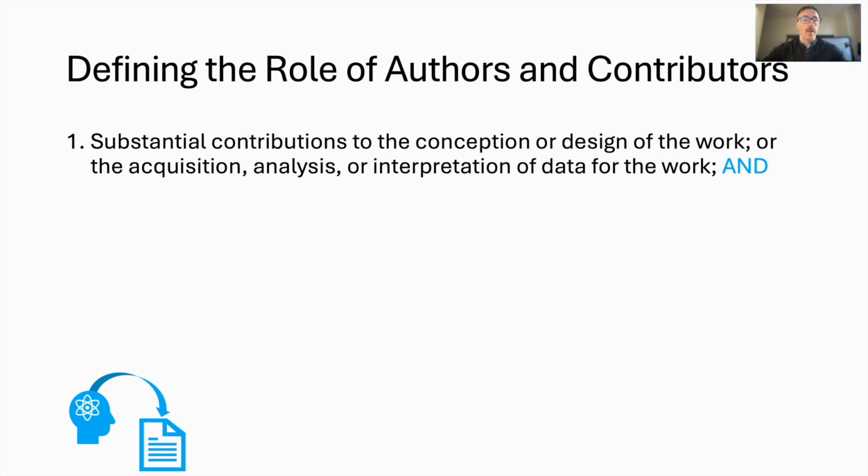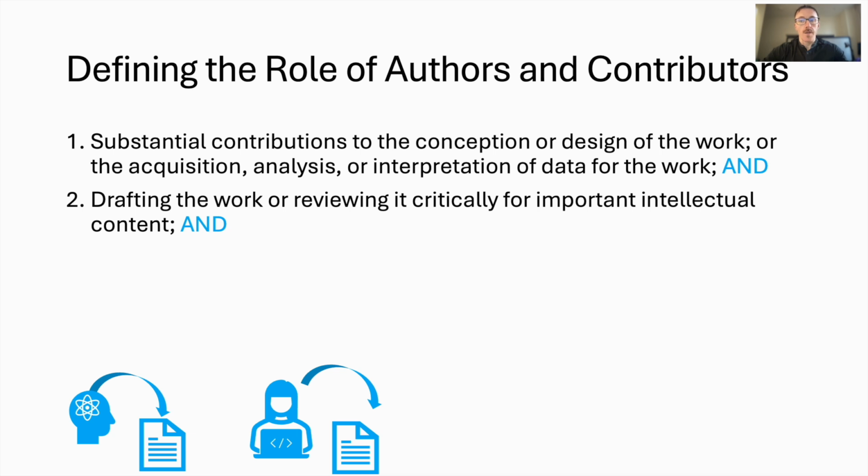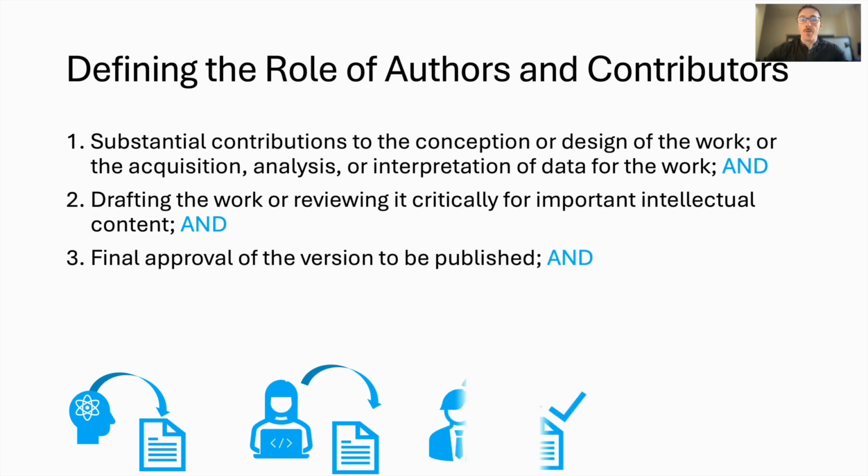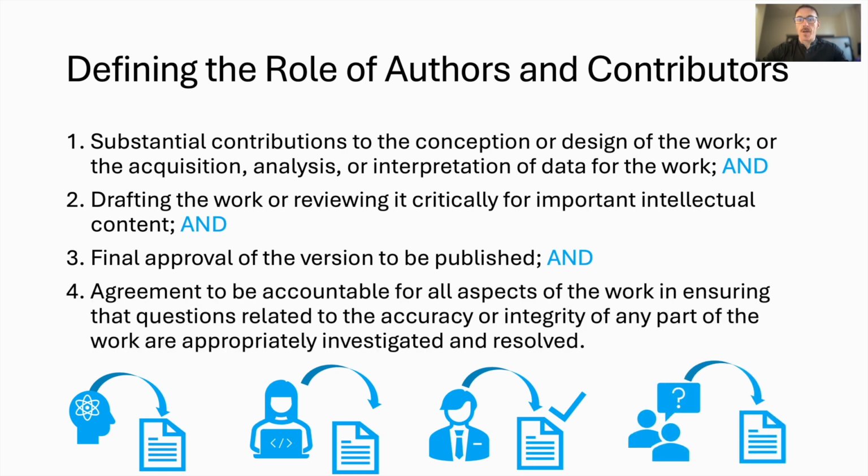So number one is that an author makes substantial contributions to the conception or design of the work or the acquisition, analysis, or interpretation of data for the work. And number two, drafting the work or reviewing it critically for important intellectual content. And three, final approval of the version to be published. And number four, agreement to be accountable for all aspects of the work in ensuring that the questions related to the accuracy or integrity of any part of the work are appropriately investigated and resolved.